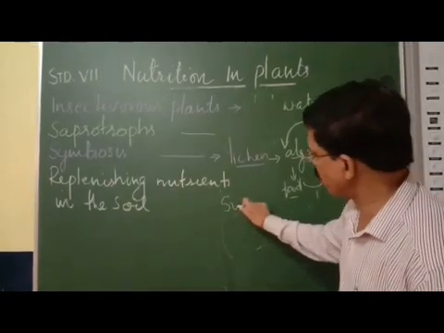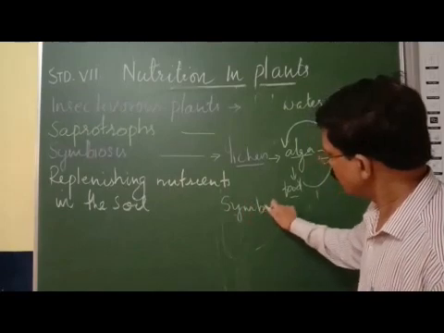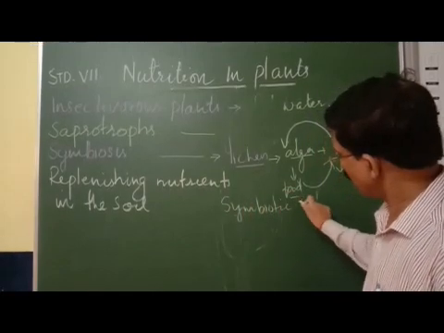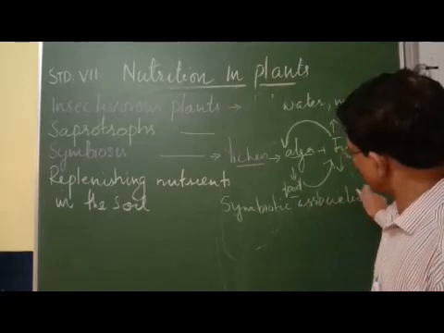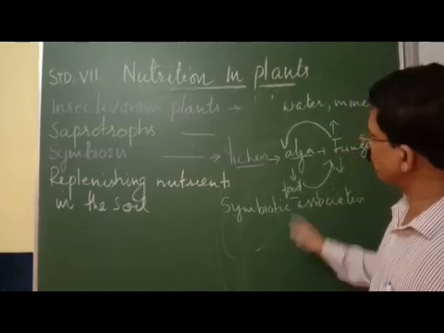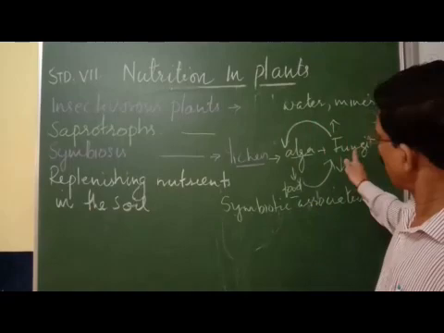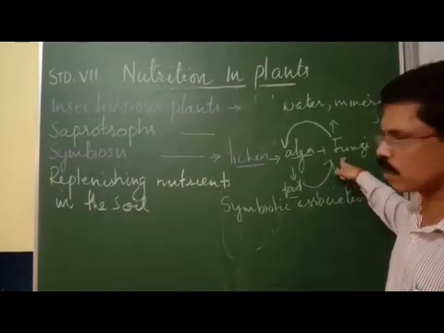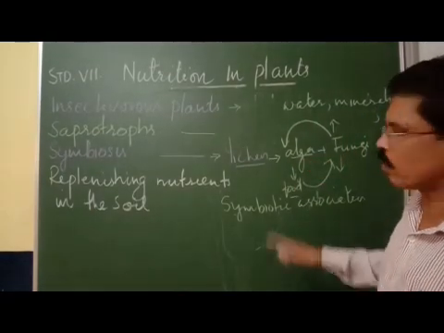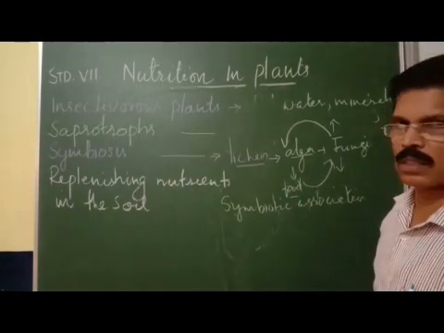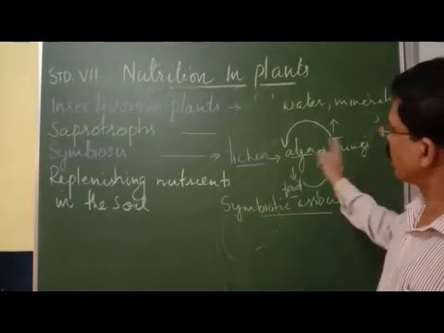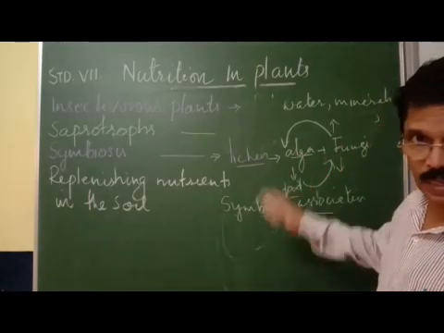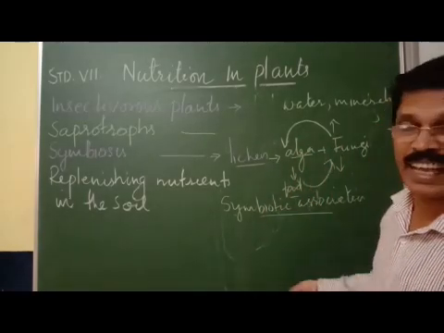So what is symbiotic association? Symbiotic association is association for mutual benefit. Fungi provide water and minerals to alga. Alga provide food to the fungus. In this way, in symbiotic association, algae and fungi help each other, mutually helping each other.